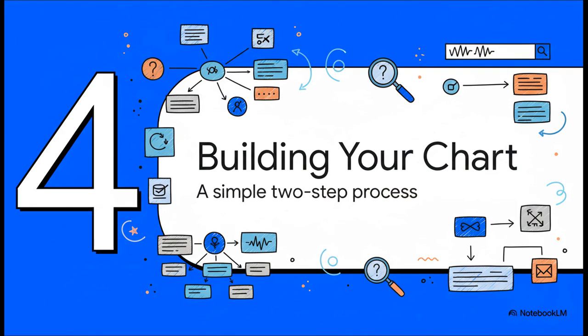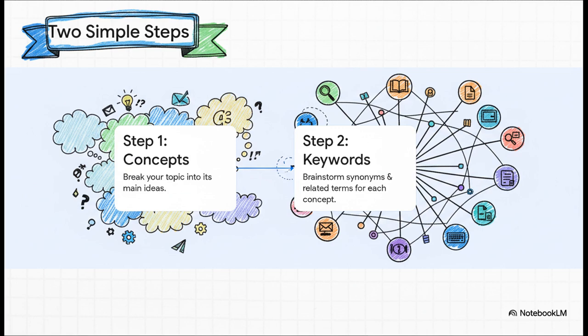Okay, so how do you actually build one of these things? It's incredibly straightforward. It's not complicated at all. It really just comes down to a simple two-step process. Okay, step one, you take your big research question and you just deconstruct it into its core ideas. These ideas are going to become the columns of your chart. And then step two, for each of those columns, you just go to town, brainstorming every synonym and related term you can possibly think of.